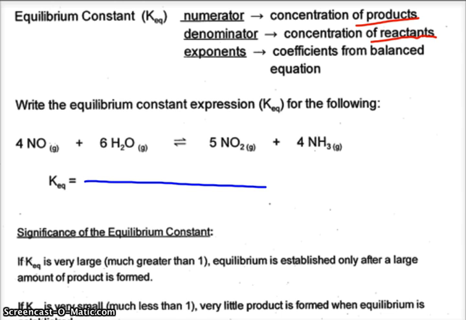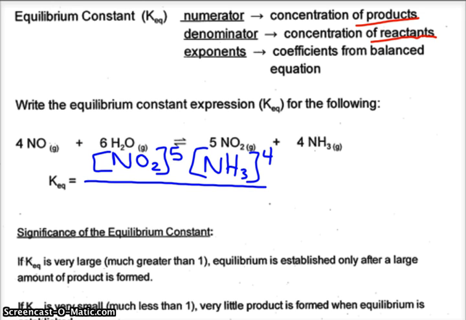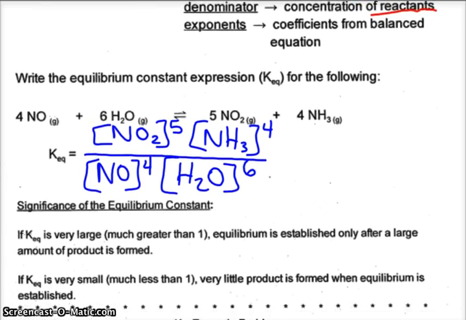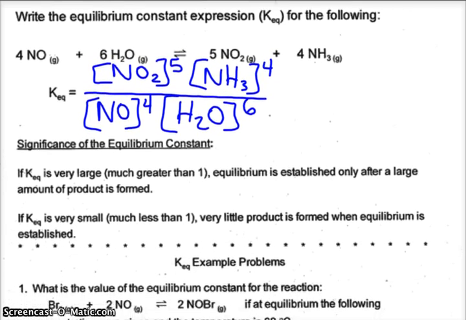Concentration of what goes on top? Hopefully products went through your mind. And O2, that's a product, raised to the 5th power, times the concentration of NH3, raised to the 4th power, divided by our reactants, NO to the 4th power, and H2O to the 6th power. So KEQ equals products to their coefficients over reactants to their coefficients.